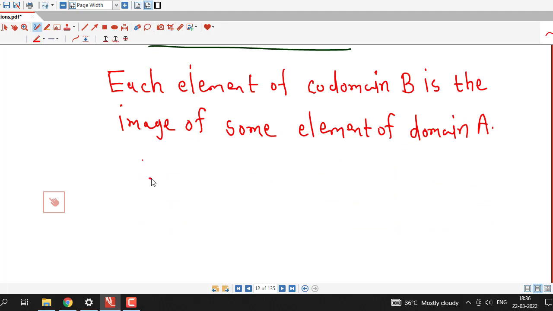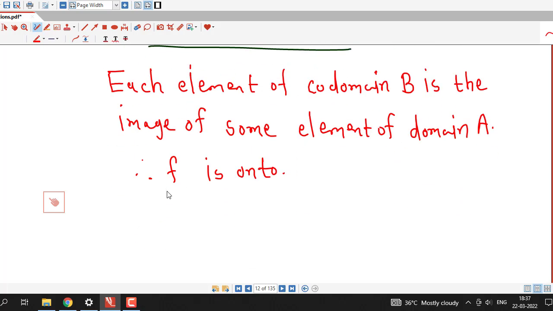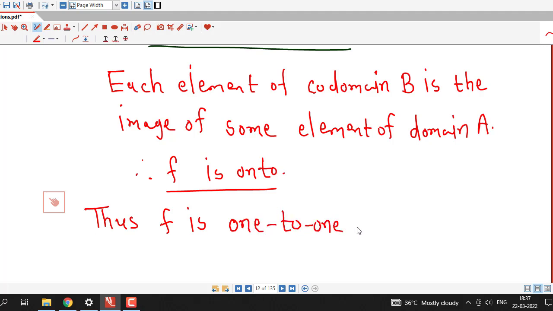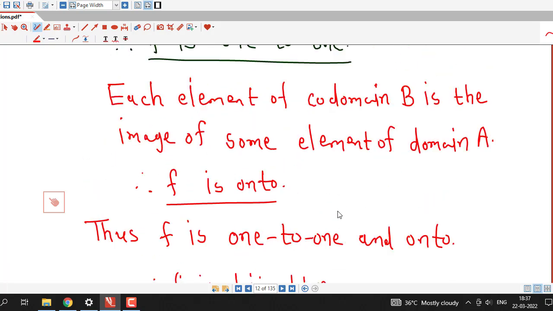Therefore, function f is onto. So we have shown that function f is 1-to-1 and function f is onto. So we can write that thus function f is 1-to-1 and onto, and the function which is 1-to-1 and onto is called bijective. Therefore, the given function is a bijective function.